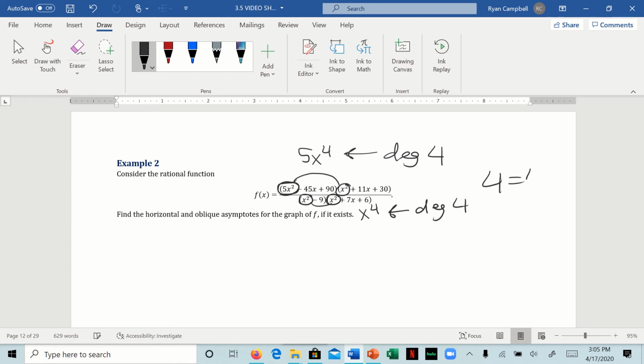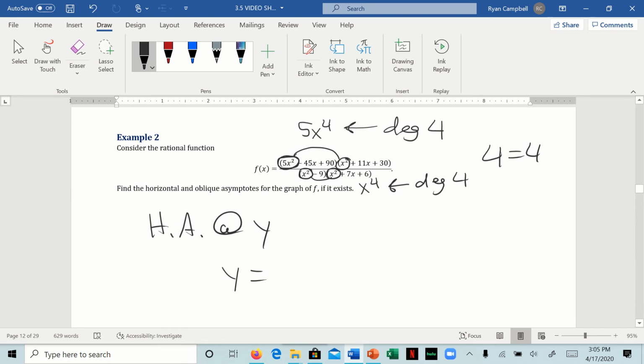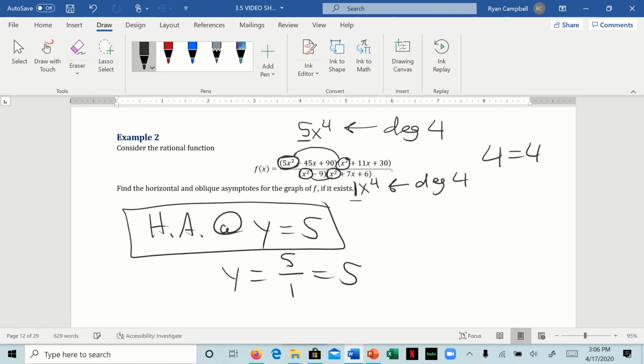So since they're the same, we know that we are going to have a horizontal asymptote at y equals the ratio of the coefficients. This is the leading term, so the coefficient in front is 5 over, the coefficient in front is 1. So 5 over 1, which is 5. So there is a horizontal asymptote at y equals 5. Since there's a horizontal asymptote, there is no oblique asymptote.